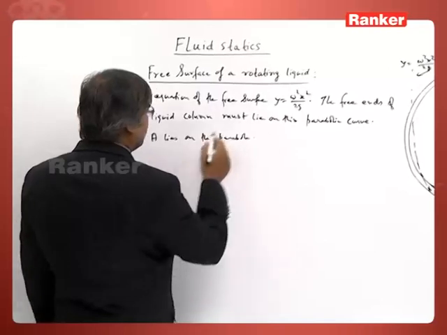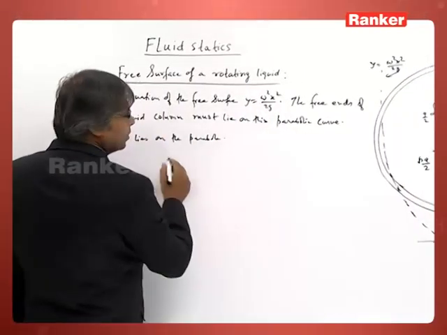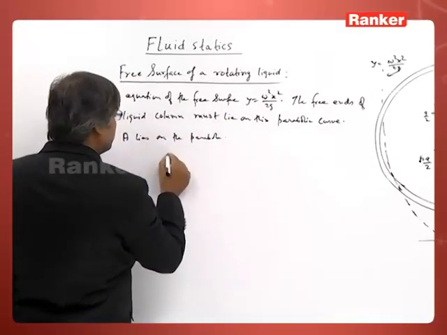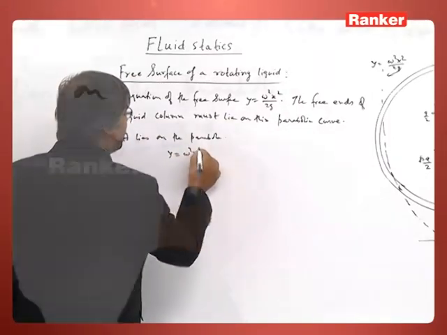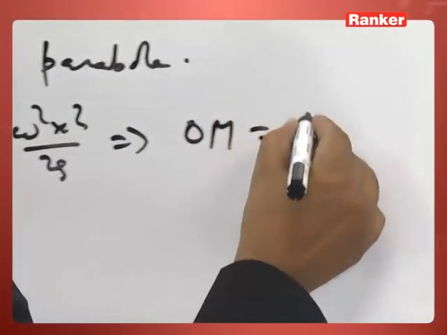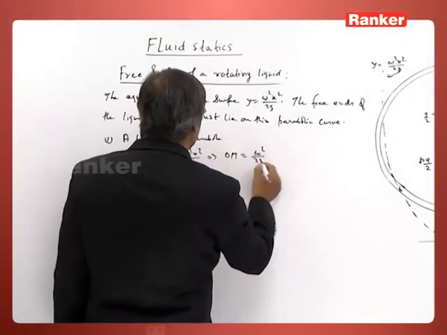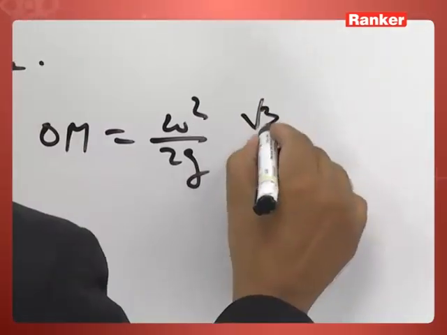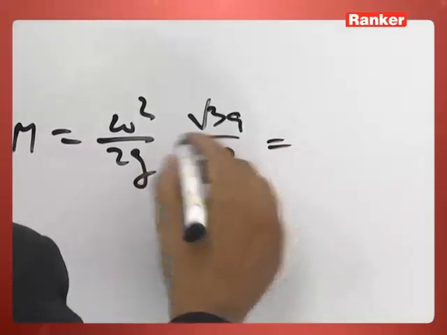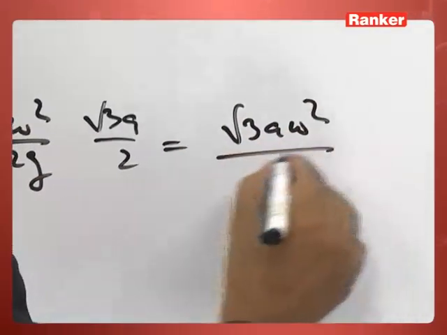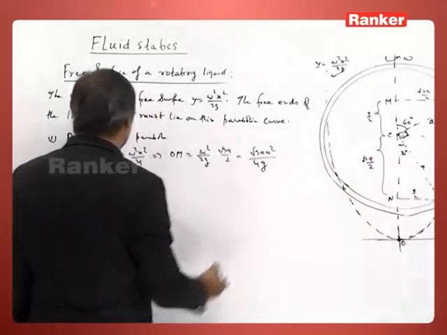Now let us put this y. So, y, that means OM. y is equal to omega square x square by 2g. This implies y is OM, that is omega square by 2g. What is the value of x for A? That is root 3 A by 2. So, this is equal to root 3 A omega square by 4g.